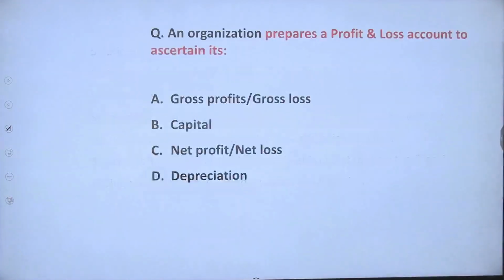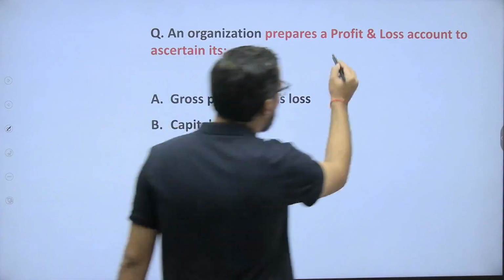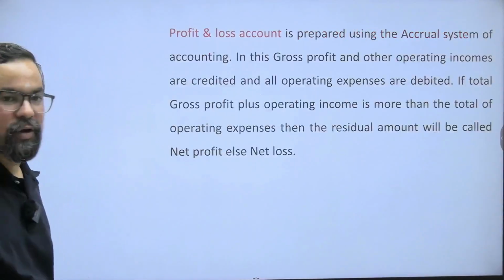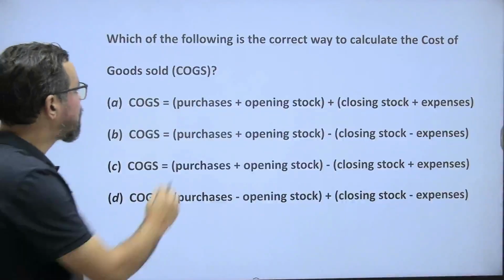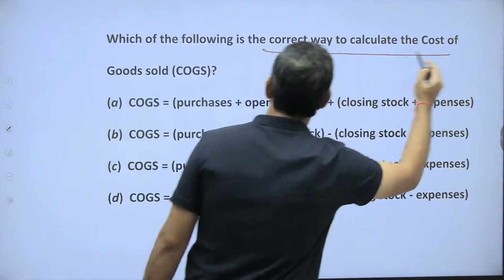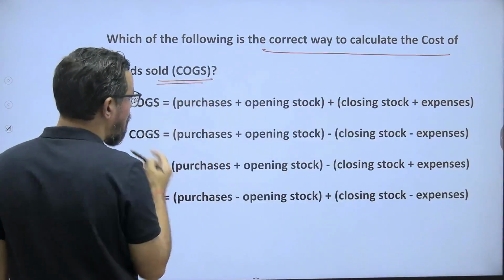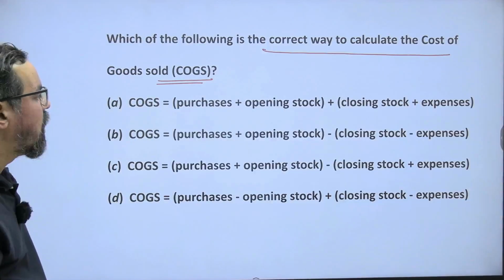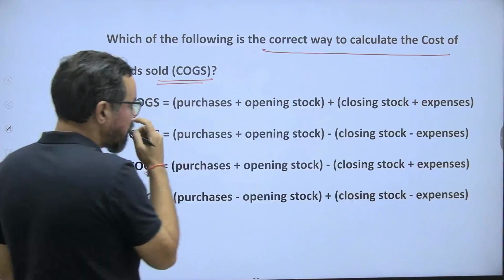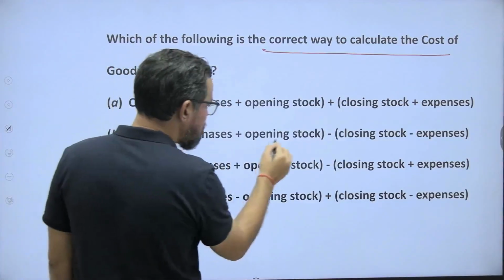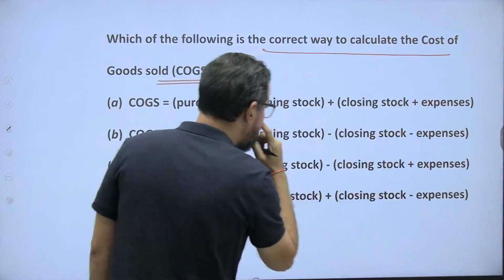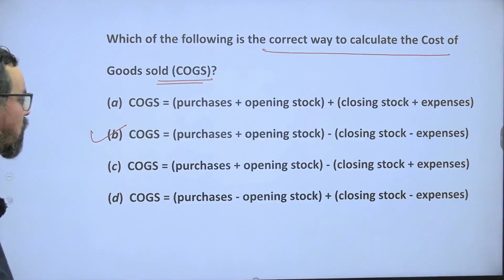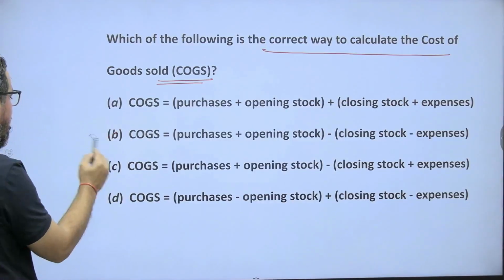Understood? An organization prepares a profit and loss account to get to know about the net profit or loss. Very simple. Which of the following is a correct calculation of cost of goods sold? Cost of goods sold is equal to purchase plus opening stock. No, it should be minus. Purchase plus opening stock minus closing stock minus expense. B only will be the correct answer, right? No, not B. Sorry, C will be the right answer.